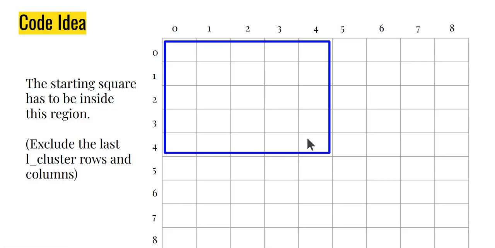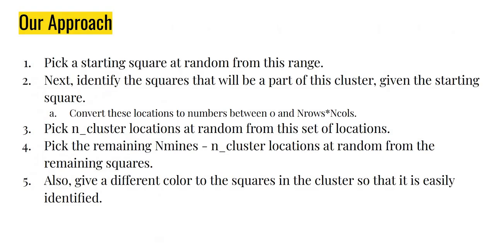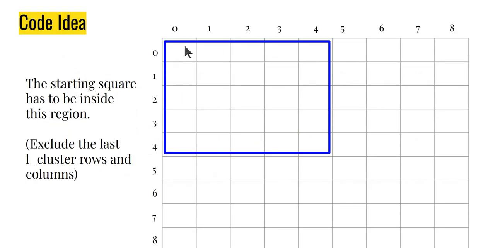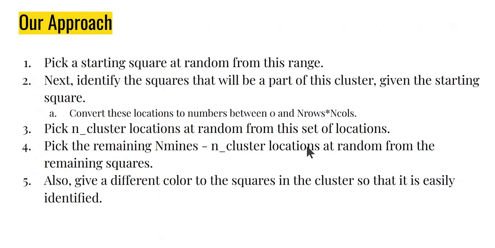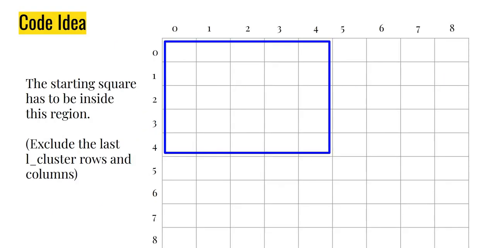Very interesting point. Now the approach we are going to follow is that we are going to first figure out a starting square for this random range, and that square obviously must fall inside this set of squares. Having found this, we will identify the squares that are part of this cluster. So for example, if I choose this square over here, say 3 3, then the cluster is somewhere here.